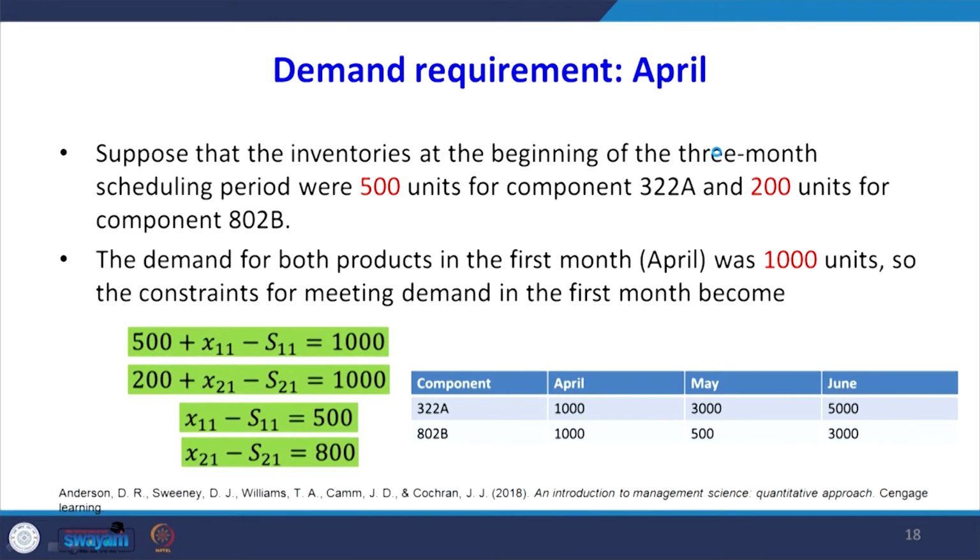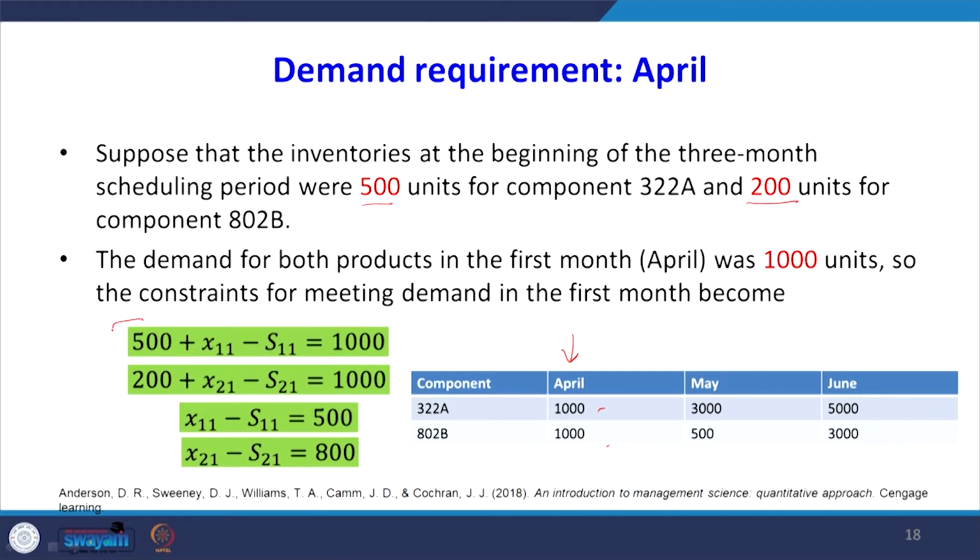Now, we will write the constraint for month April. So, what will happen in the April month, there may be some initial inventory from the month of March. Suppose that the inventory at the beginning of the 3-month scheduling period were 500 units for product A, 200 units for product B. The demand for both products in the first month is 1000. So, the constraint for meeting the demand in the first month becomes, we use the same idea.